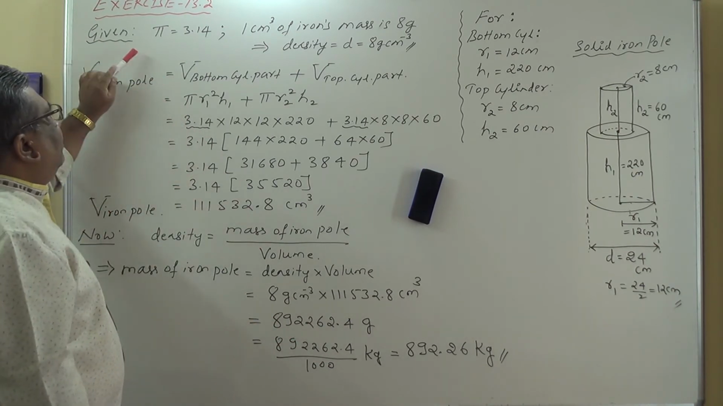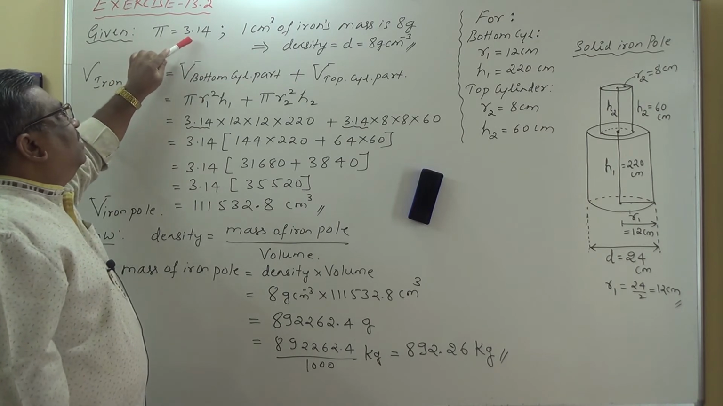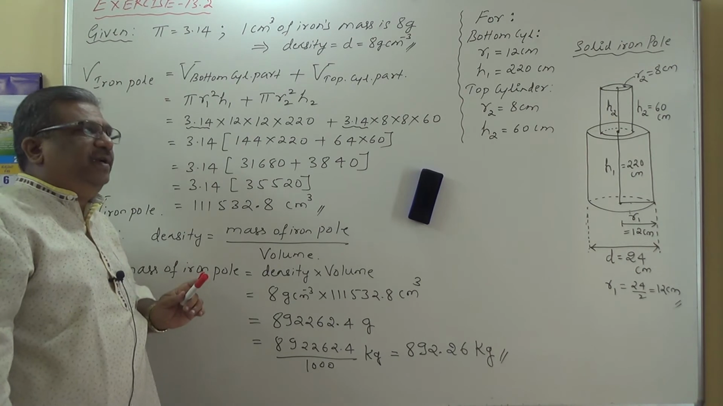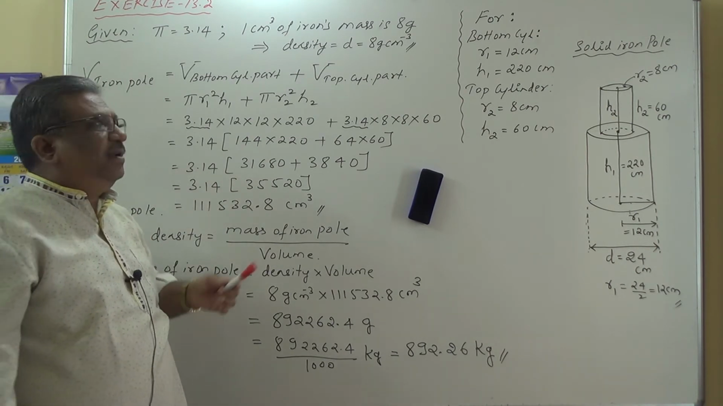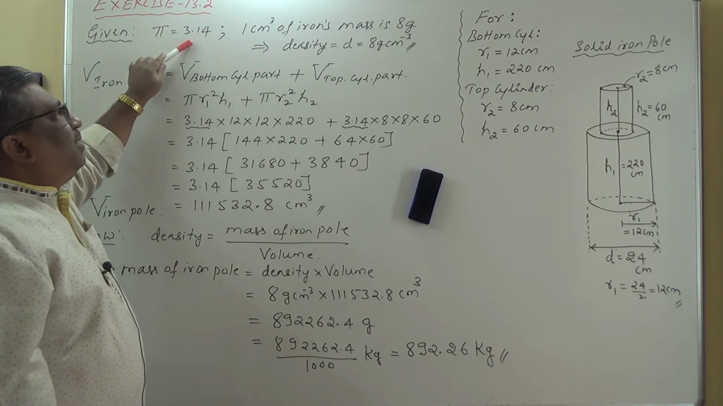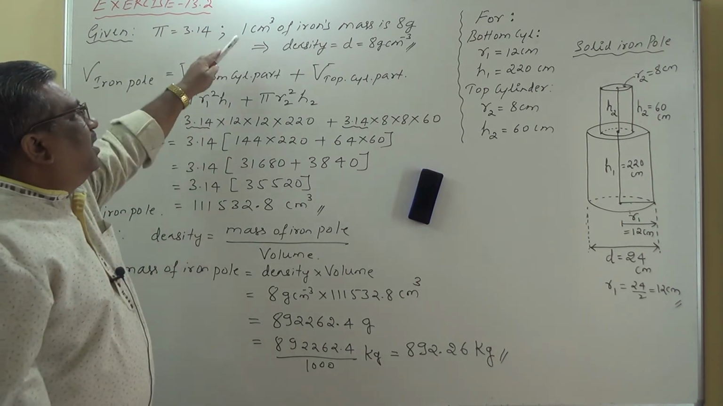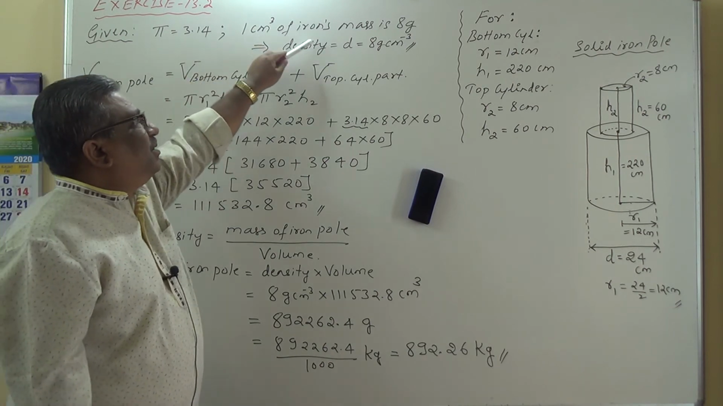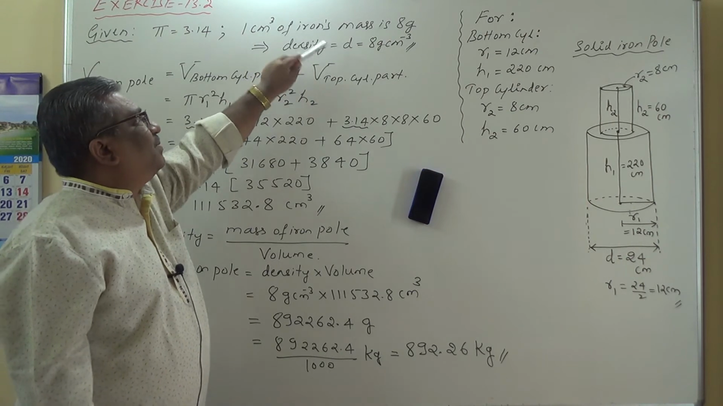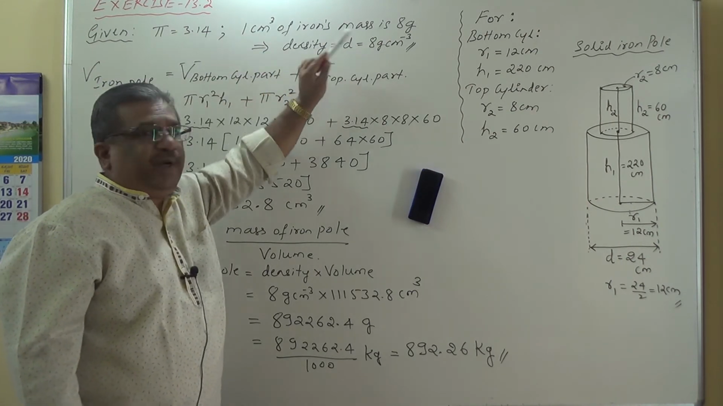Important information given: the value of pi to be used is 3.14, not 22 by 7. Unless otherwise specified, you have to take 22 by 7, but here it is specifically given to you that it should be 3.14. We should not forget such things. Next, also it is given 1 cubic centimeter of iron's mass is 8 gram. Therefore, the density is mass by volume, 8 divided by 1, which is nothing but 8 grams per cubic centimeter.